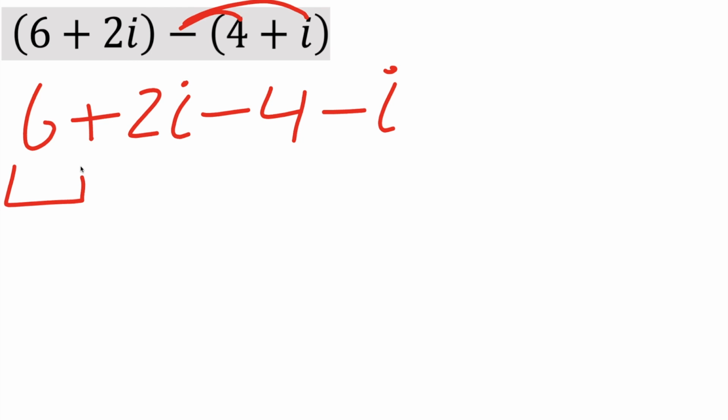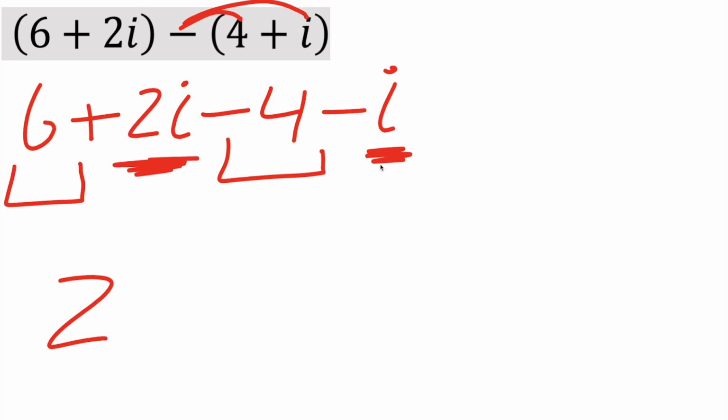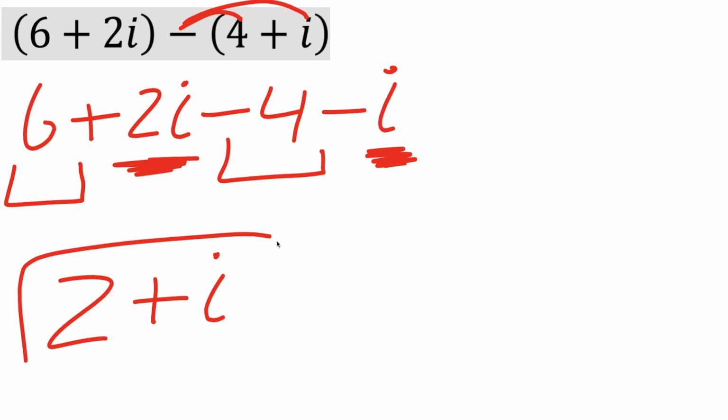So all of the real numbers with real numbers. So 6 minus 4 is 2. And then you combine all of the imaginary numbers with the imaginary numbers. So 2i minus 1i, or 2 minus 1 is just 1. But they're both i's, so just a positive i. And that's all you need to do for problems like this. But we're going to do two more problems.